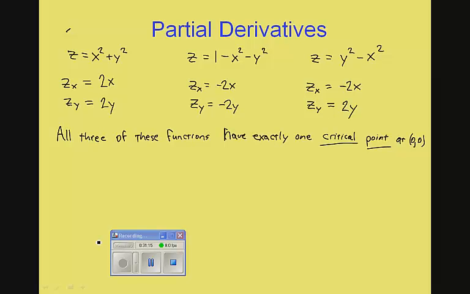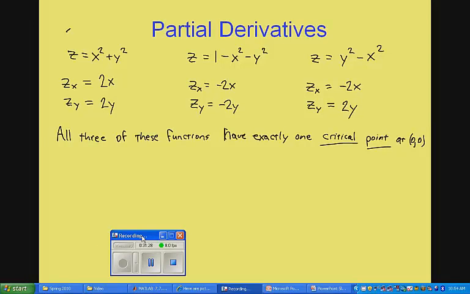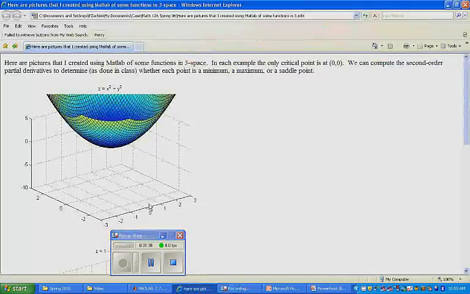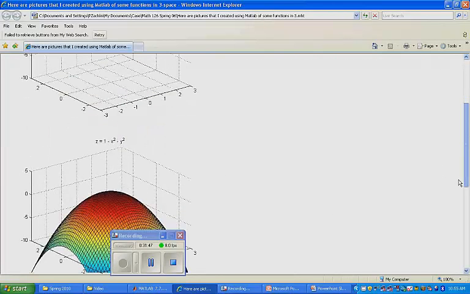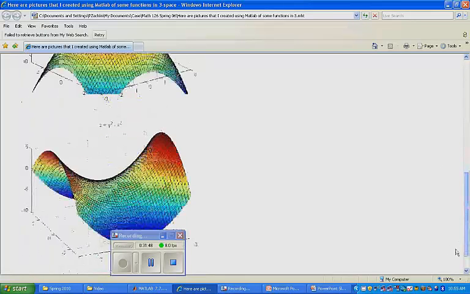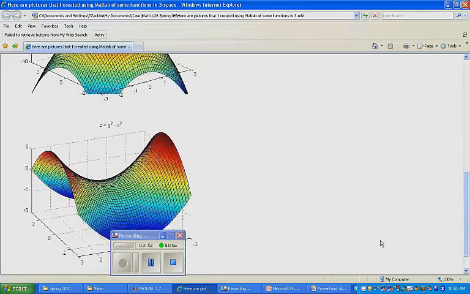But once you have a critical point, what does that tell you in Calc 1? Well, you might have a max or a min, or neither. Let's go back to our pictures. Well, this critical point is a what? Min. The first one's a min. The second one? Max. And the third one? That's what I call a saddle point.